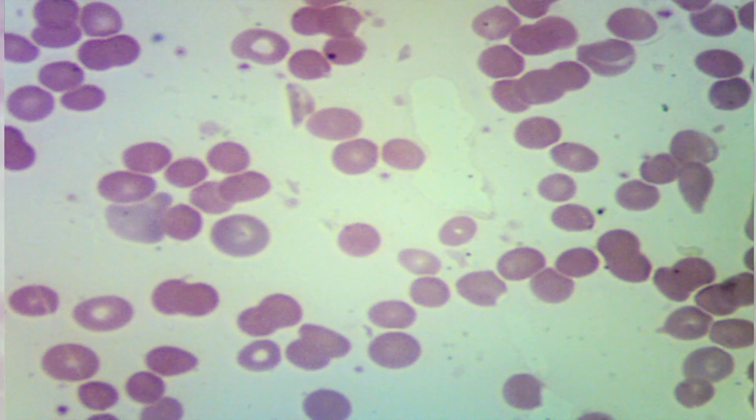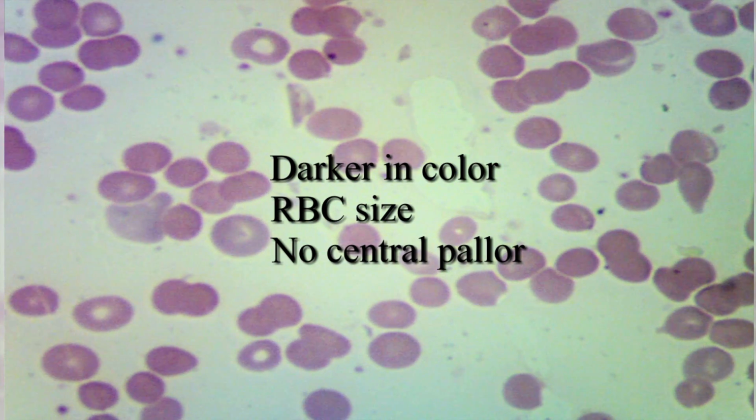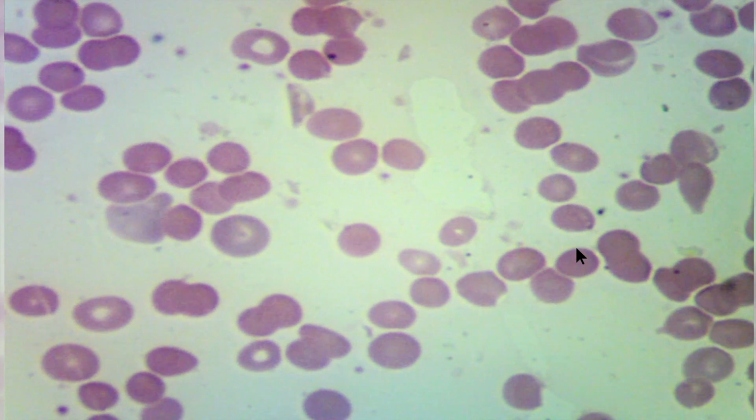In this image, you do see some cells that are smaller in size, they're round, their color is slightly darker than other cells that are around. There is no central pallor present. These cells are referred to as spherocytes.